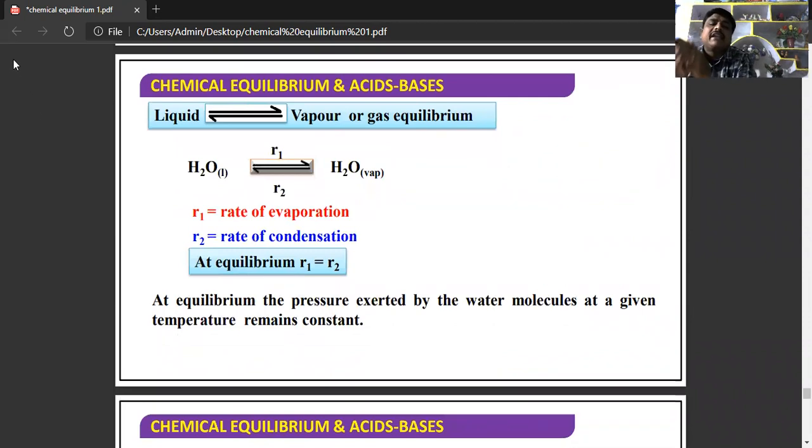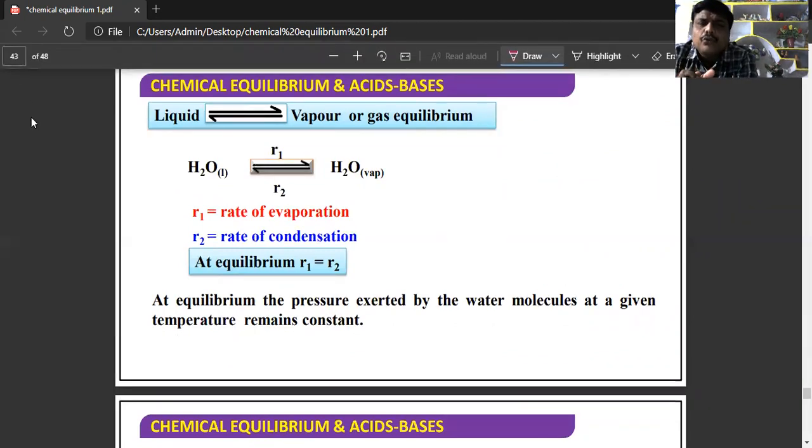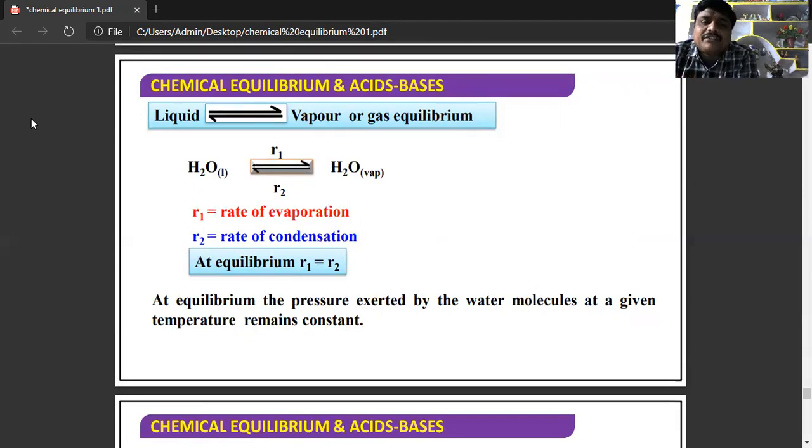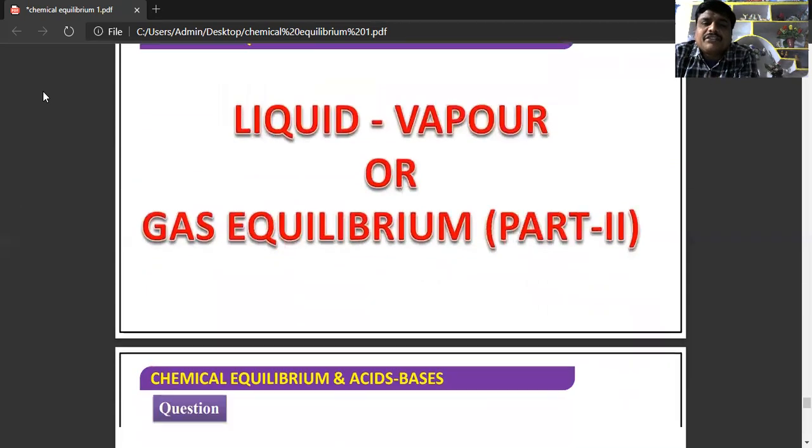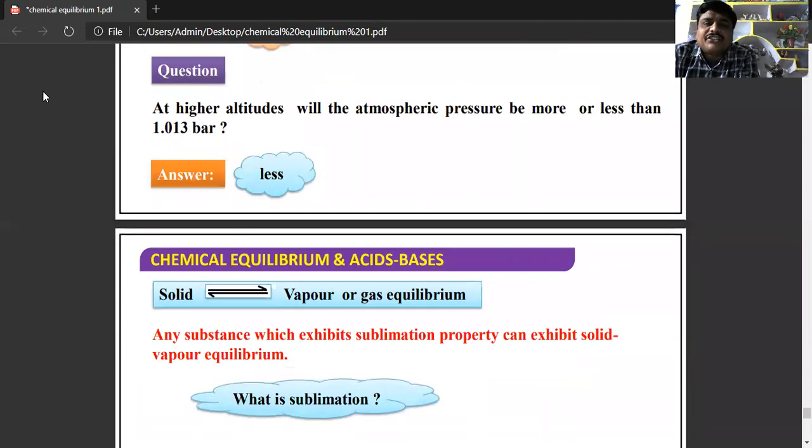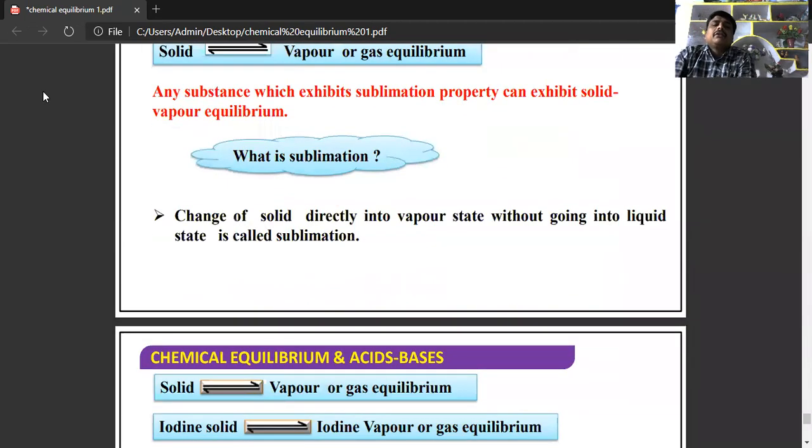So when we are considering H2O liquid converting into vapor state, at equilibrium what is happening? R1 will be equal to R2. The rate of evaporation will be equal to the rate of condensation. So next, solid to vapor equilibrium.